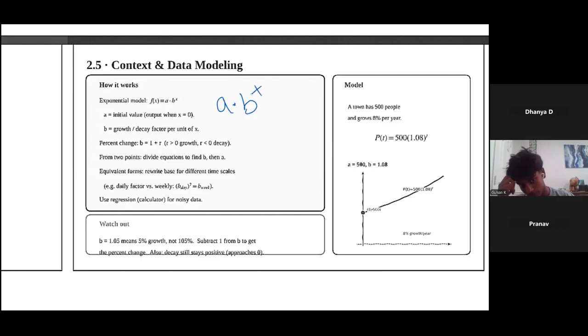So a is always going to be our initial value, and it's always going to be our y-intercept, and I want you guys to think for a second about why that is. I'll give you guys a couple seconds to think about that, like 10 seconds, and then I'll go ahead and explain it. So why is a the initial value and the y-intercept all the time?